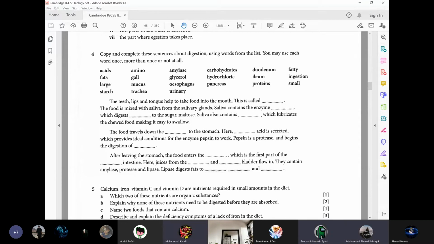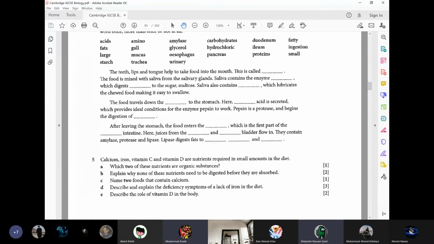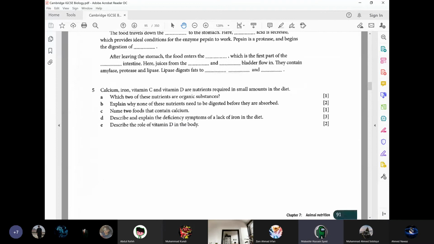Here, juices from the dash and dash bladder flow in. Sir, pancreas and gallbladder. Very good, the pancreatic duct. They contain amylase, protease, and lipase. Lipase digests fats to dash, dash, and dash. Fatty acids and glycerol. Very good.